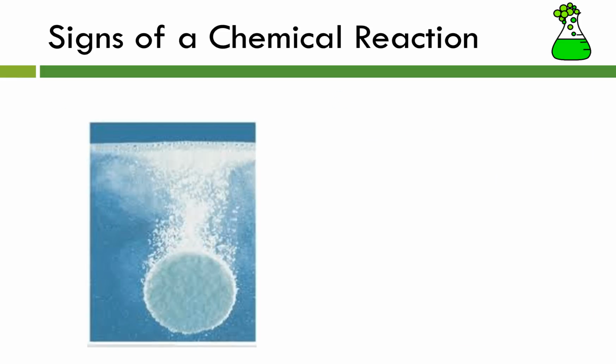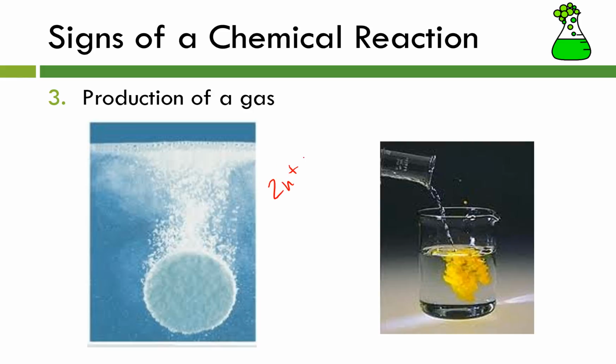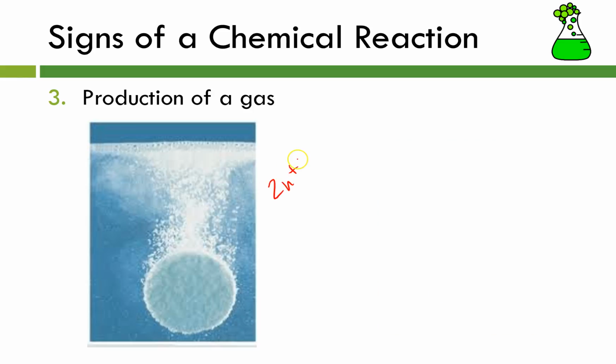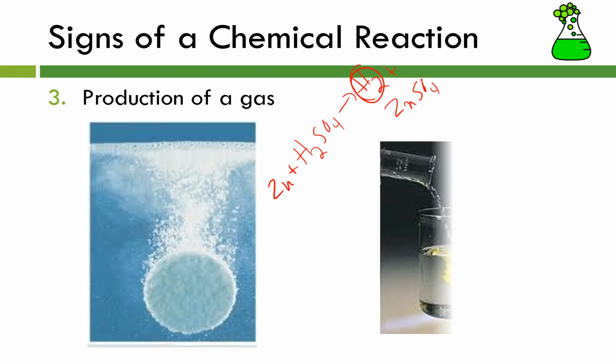Another sign of a chemical reaction is the formation of a gas that's going to bubble. It wasn't that long ago that we were in lab and you reacted zinc with, I think it was, H2SO4. And one of the products you made was hydrogen gas along with zinc sulfate. And those bubbles were telling you that a chemical reaction was occurring.